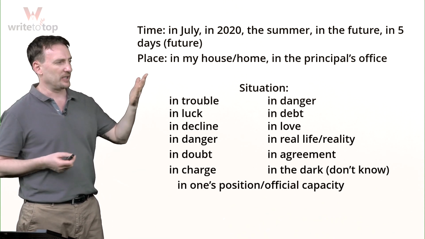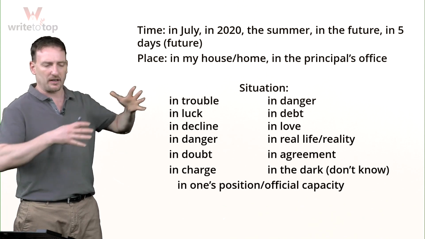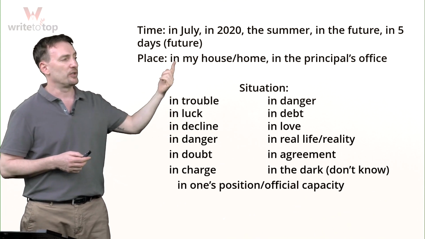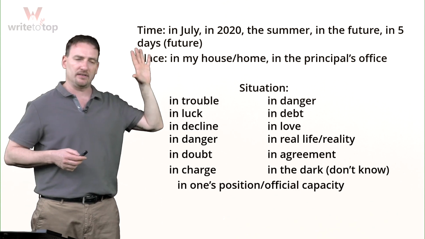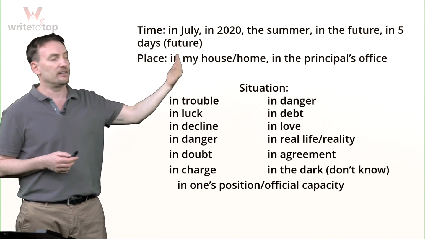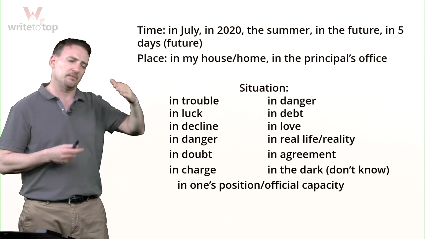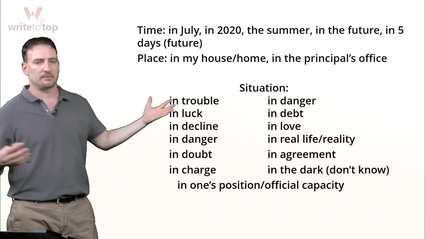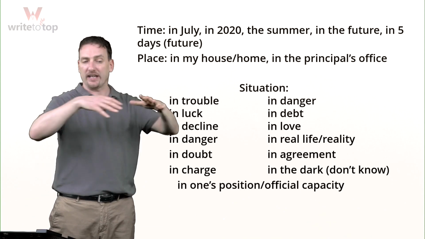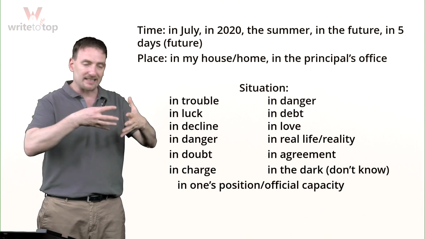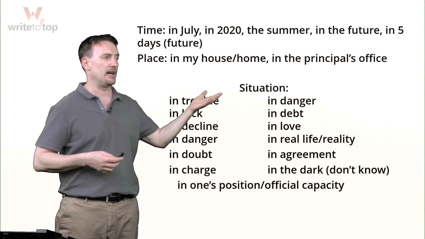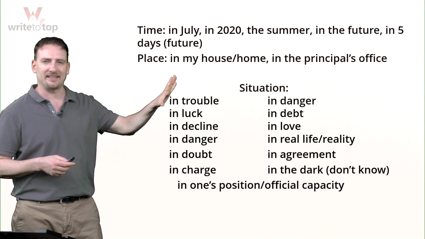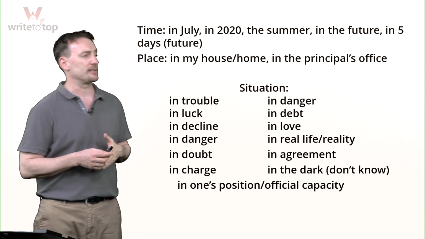I'm just going to review this quickly. When you're talking about time, you're talking about within a period of time, like in July, in the summer, in the future. When you're talking about something that's going to happen in the future, in 5 days. In plus a time amount is always future. Remember that. Place, basically when you're in a container or in an enclosure, you're inside somewhere, then you use in: in my house, in my home, in the principal's office. That's fine, that's a little bit basic. You should all know this by now.